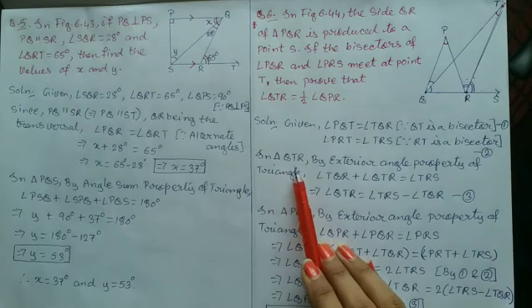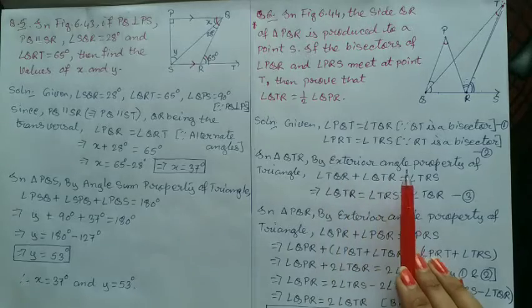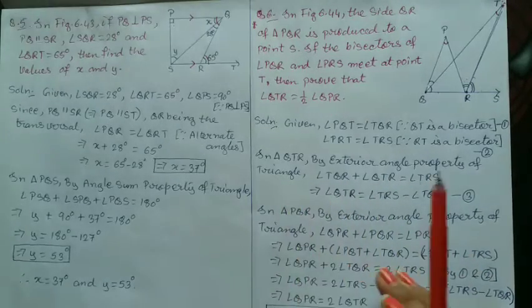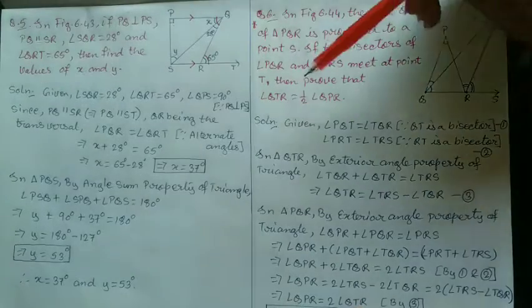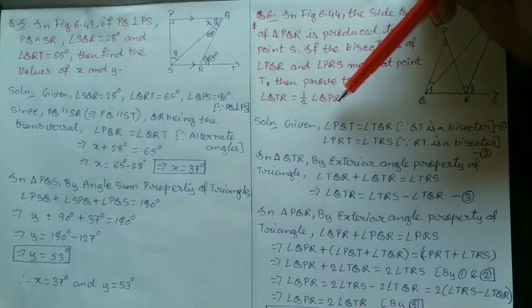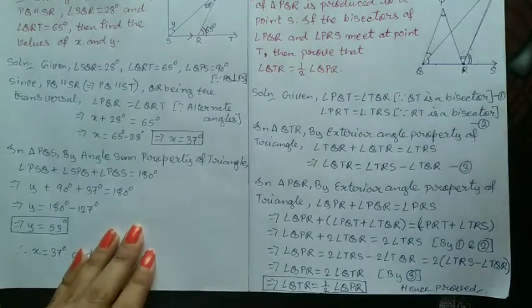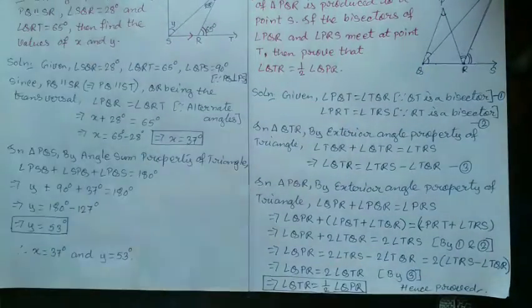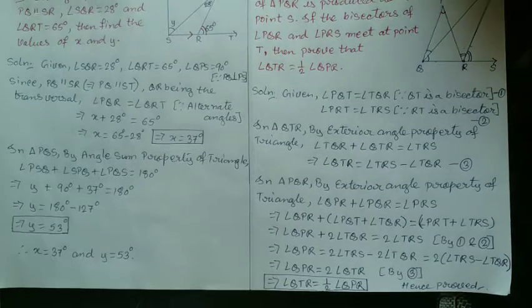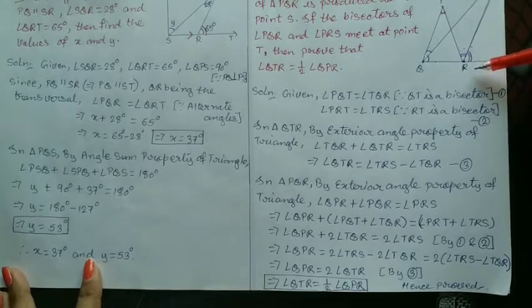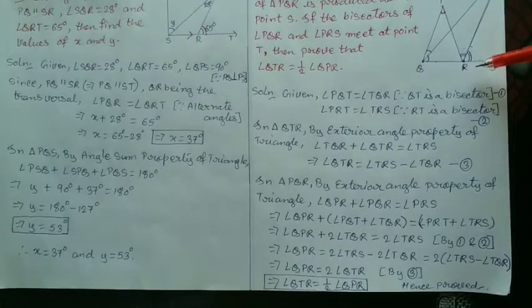Next, in triangle QTR, by the exterior angle property of a triangle. So what did we say? We have said that we will try to relate these two angles, because they are in the question. So how are we relating them? We are trying to do it by relating this angle to its exterior angle. Okay, we will relate these two together.